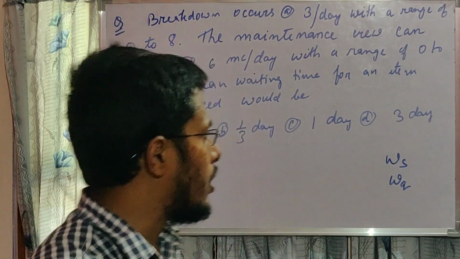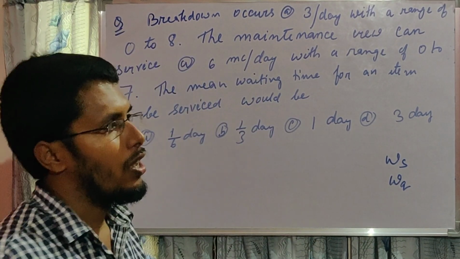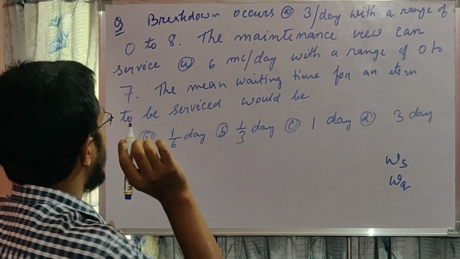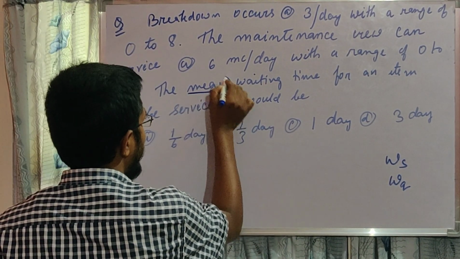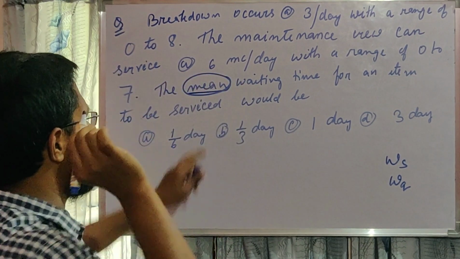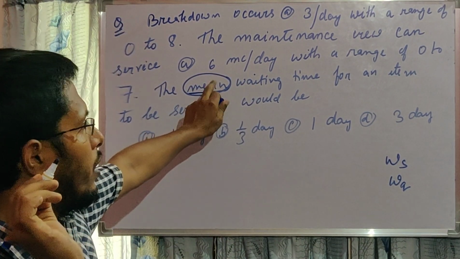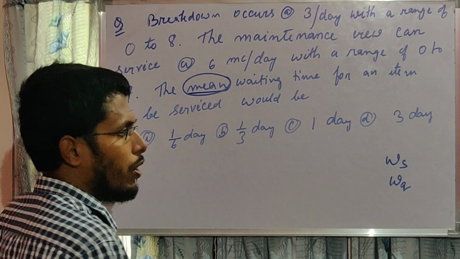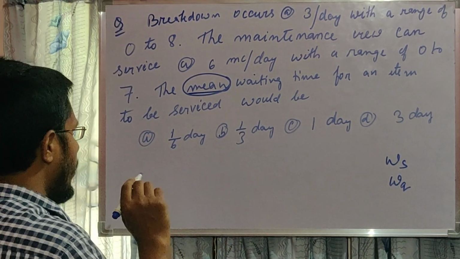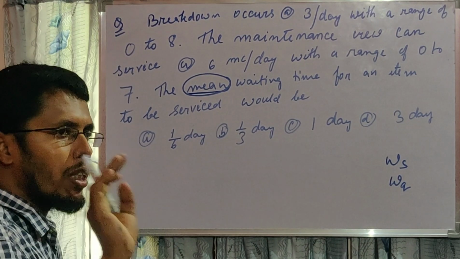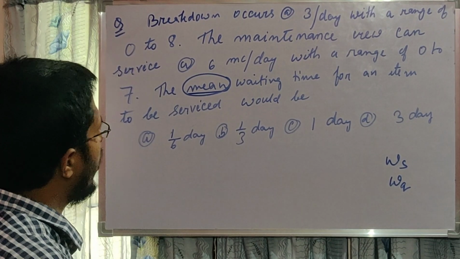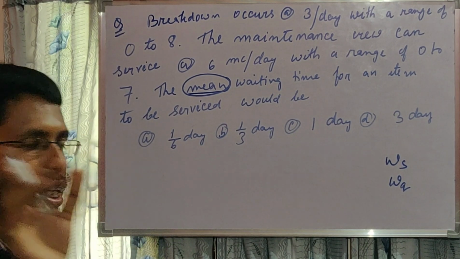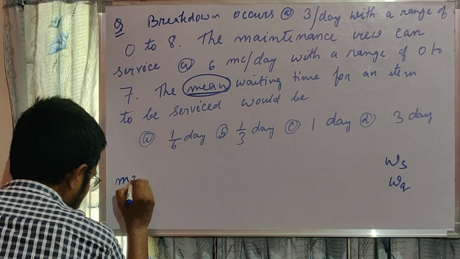The answer of this entire question, 2 marks, depends only on one word. That word is "mean". If you notice this word, then your answer is hidden within this word itself. Always remember, if in any question there is no mention of system and queue, but there is the mention of the word "mean", note down this one.